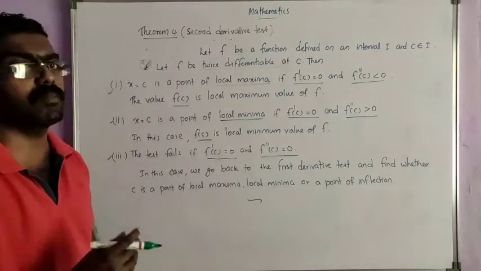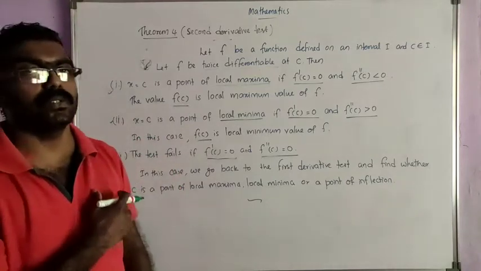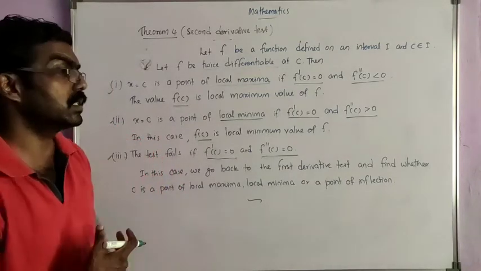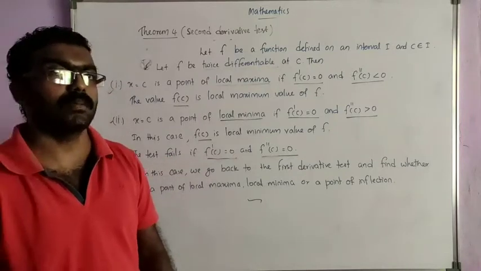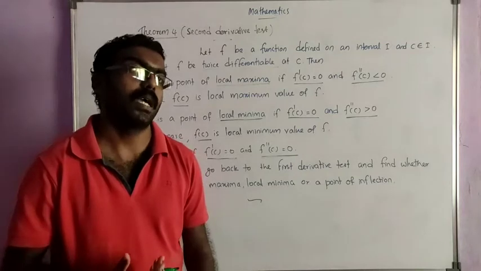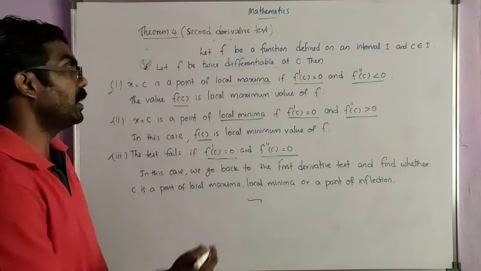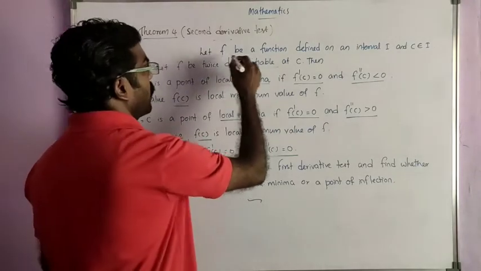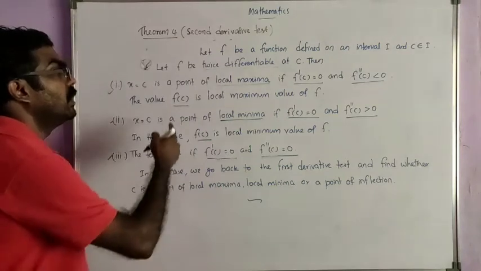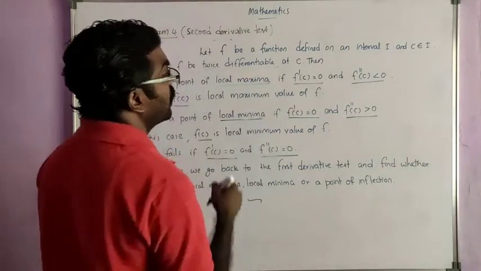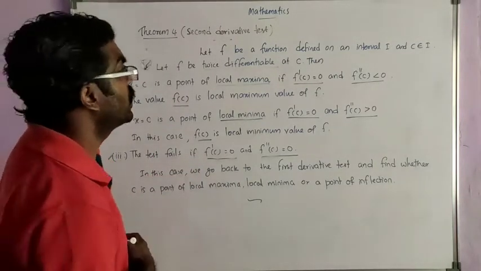If f dash of c and f double dash of c are both 0, then the second derivative test fails, and in this case we go back to the first derivative test and we have to check whether c is a point of local maxima or local minima, or c is a point of inflection. Okay. So I repeat, second derivative test. Let f be a function defined on an interval I and let c belongs to I. Let f be twice differentiable at c, that means the second order derivative exists at x equal to c.